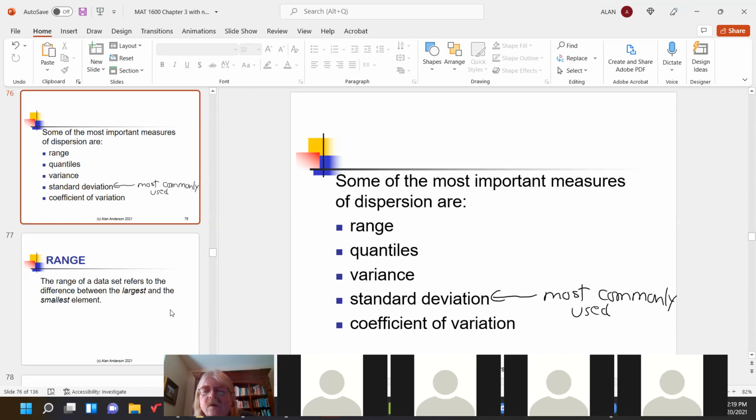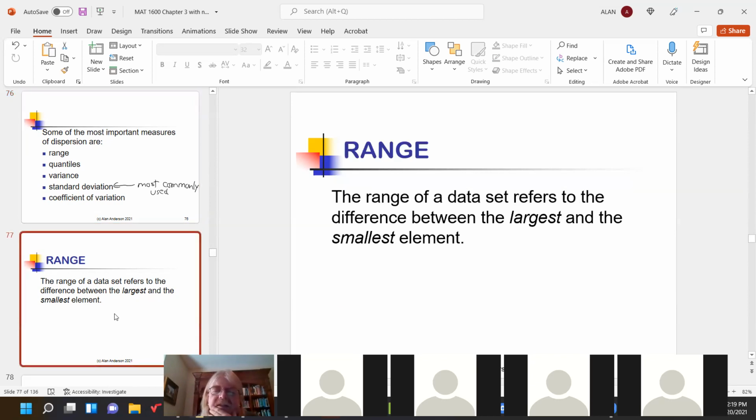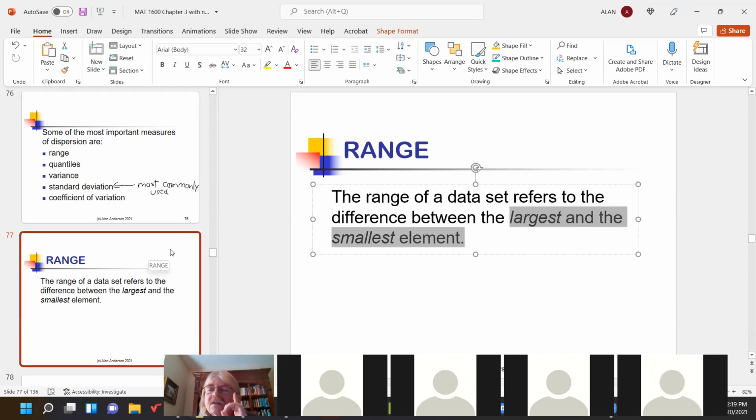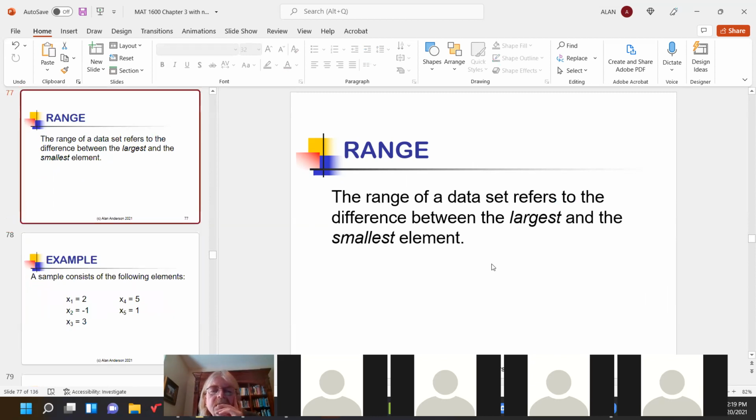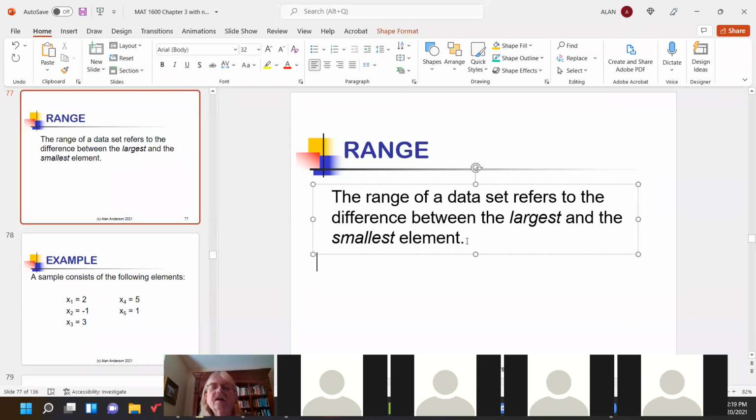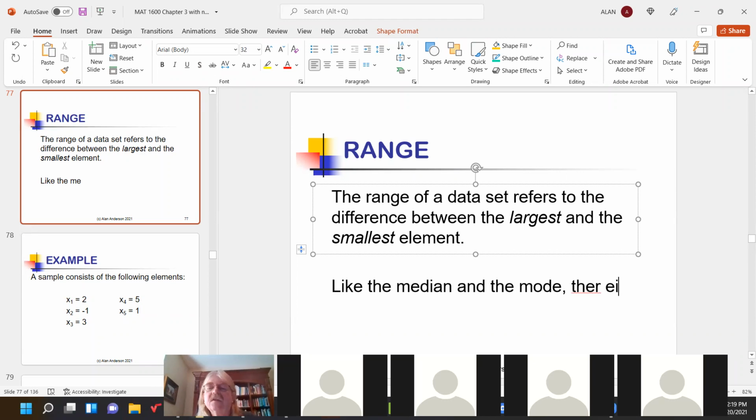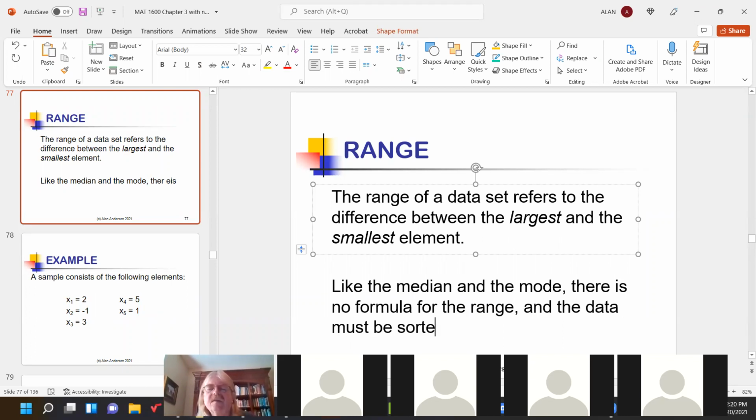All right. So anyway, the range is exactly what you probably think it is. The range of a data set, whether it's a sample or a population, is simply the difference between the largest and the smallest element. And that's it. That's all you have to do. But if you notice, that implies that we're going to have to sort again. So like the median and the mode, there is no formula for the range. And the data must be sorted.